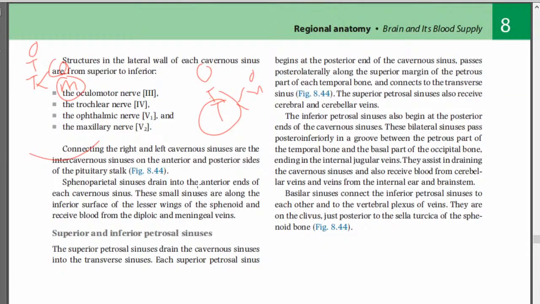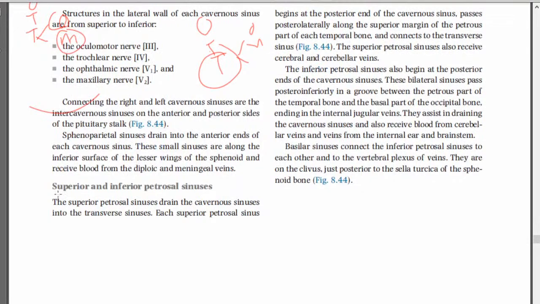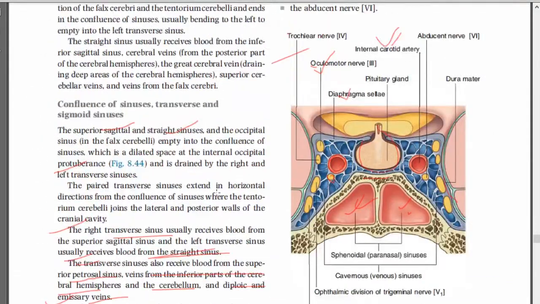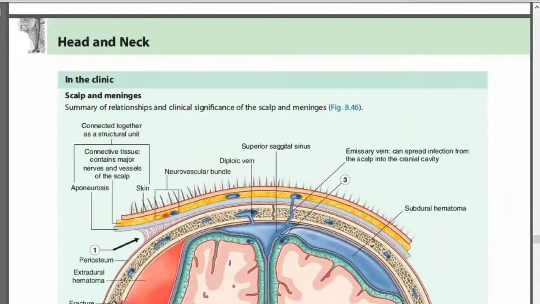Sphenoparietal sinuses drain into the anterior end of the cavernous sinuses. These small sinuses are along the inferior surface of the lesser wings of the sphenoid and receive blood from the diploic and meningeal veins. Then the superior and inferior petrosal sinuses. Okay, only this much about the sinuses.